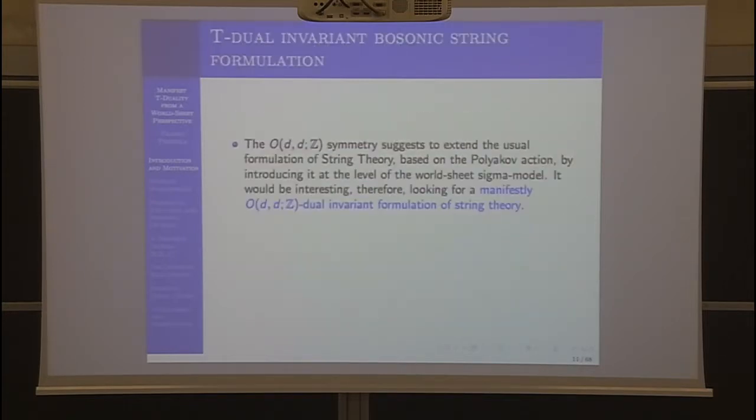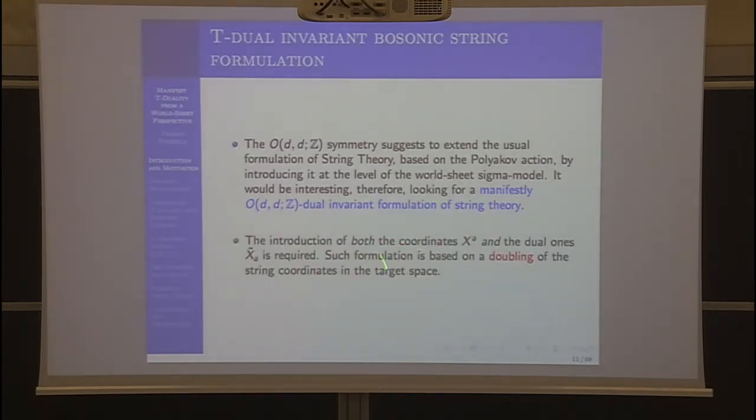The O(D,D;Z) symmetry suggests at this point extending the usual formulation of string theory, which is based on the Polyakov action, by introducing this symmetry at the level of the worldsheet sigma model. So it will be interesting to look for a manifestly O(D,D;Z) invariant formulation of string theory. The introduction of both coordinates, X^a and the dual ones, is of course required if you want to make the duality manifest at the level of the worldsheet. Such a formulation is based on a doubling of the string coordinates in the target space.